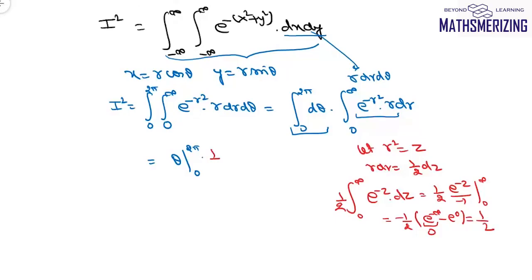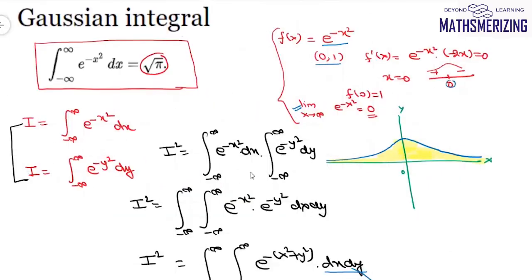I put the value of the second integral, which is 1 by 2, and the first integral gives 2 pi. So 2 pi into 1 by 2 is simply pi. The value of I squared is pi, that is, the value of this integral is simply the square root of pi. This is how we can prove that the Gaussian integral of e to the power minus x squared from minus infinity to plus infinity is the square root of pi.